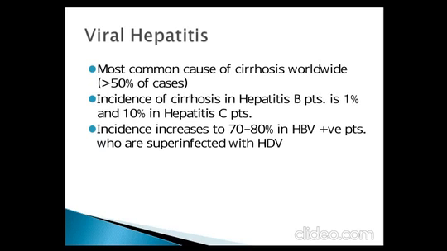Viral hepatitis is the most common cause of cirrhosis worldwide, in greater than 50% of cases. Hepatitis B patients, the more dangerous one, hepatitis B. Actually, the most dangerous of the hepatitis viruses is hepatitis C. The next one is hepatitis B. So even hepatitis C can cause it, but patients succumb much more quickly, at an earlier stage, with hepatitis C than with hepatitis B.